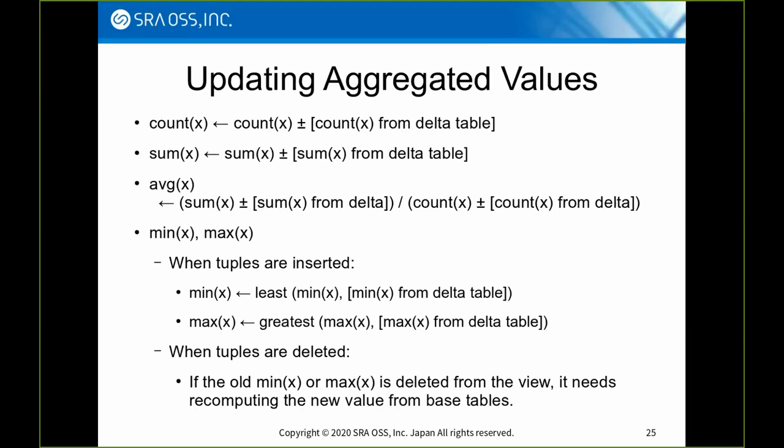In min or max cases, it becomes more complicated. When tuples are inserted, the smaller value between the current min value and the value calculated from the delta table is used. When tuples are deleted, if the old min value is deleted from the view, it needs to recompute the new values from base tables.